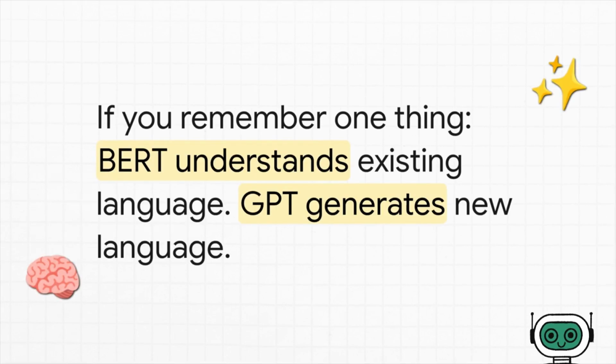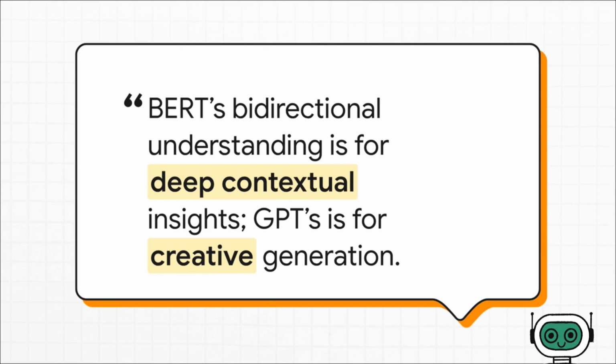So, if you only remember one thing from this whole explainer, let it be this. BERT understands, GPT generates. That's it. That one core distinction explains everything from their architecture all the way to their real-world use cases. In the end, it's important to see these models not as competitors, but as complementary tools. BERT's deep contextual analysis is for understanding what's there. GPT's forward-looking prediction is for creating what's next. Knowing when to reach for the detective and when to reach for the storyteller, that's the key.